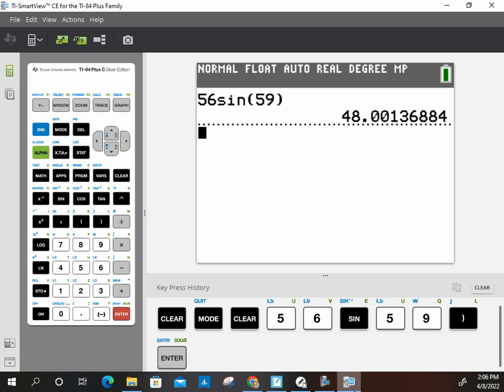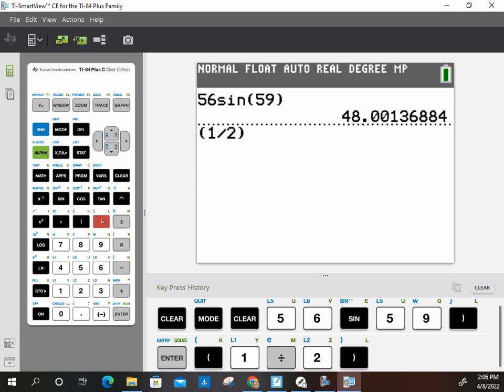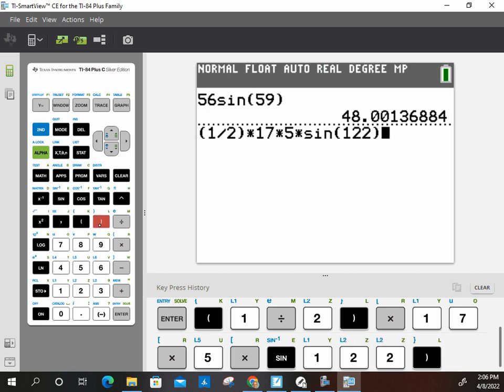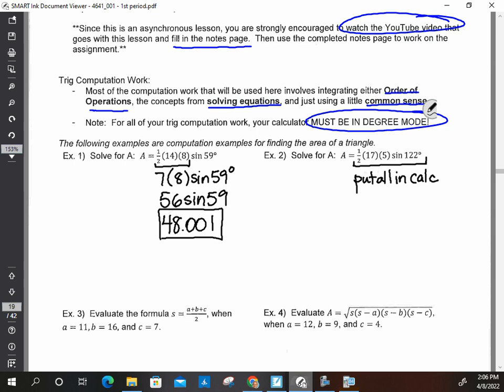So if we type it in, you have 1/2. So 1/2 I put in parentheses like that, times 17 times 5 times sine of 122. And you have 36.042. 36.042 as your A value. So you can put it all into the calculator and it will spit you out the answer.